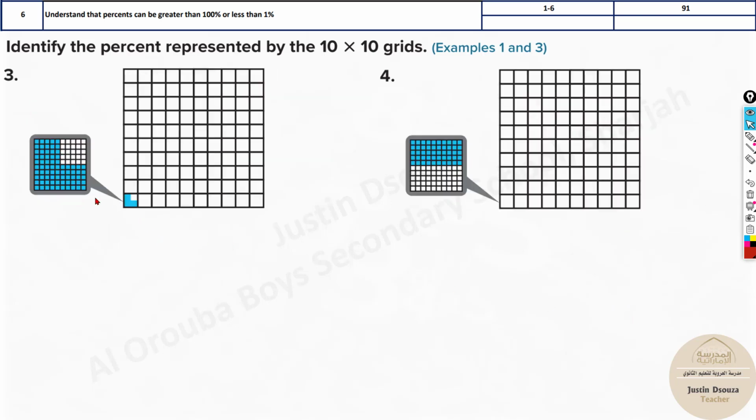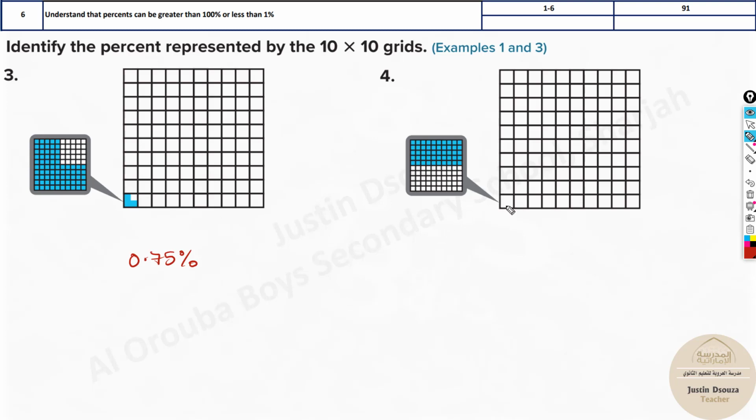What about the next problems? Now look here. It's only one grid. So we know if it was one grid, it's 1%, right? But now it's less than 1%. If you zoom in carefully, it is how much? 75, 25, 25, 25. A quarter is not shaded. It will be 75% of 1%. We don't write 75%, we write 0.75%. Why? Because 1 is 1, but it's less than 1. So it's 0. How much?